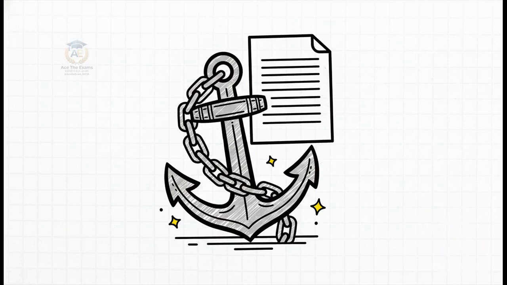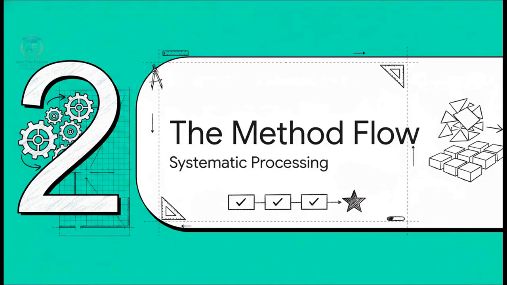Think of definitions as the structural anchors of your essay. Before you even begin to debate the accounting treatment of a newly discovered fraud, you must calmly write a clean, unambiguous sentence. According to IAS 10, the discovery of fraud indicating that financial statements are incorrect is an adjusting event. Once that anchor is set on your page, your subsequent arguments possess a clear, undeniable authority. Section 2. The method flow, a framework for systematic processing.